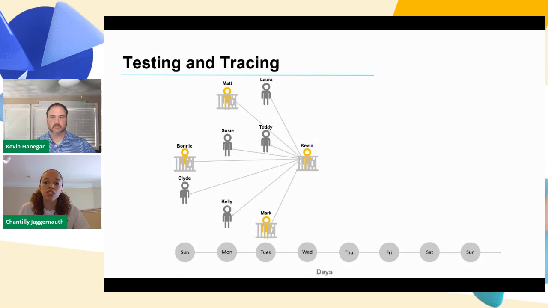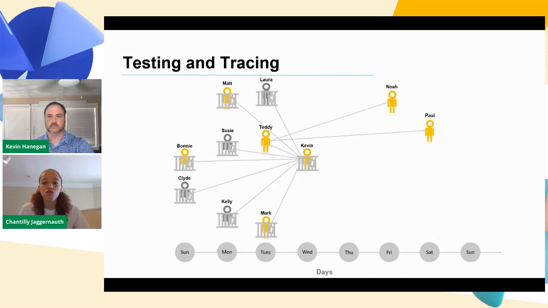Teddy wouldn't have known his symptoms until they appeared on Sunday. So isolating him from Wednesday through Sunday keeps him from infecting Noah on Friday and Paul on Saturday. So now, instead of contact tracing with you to avoid 4 more infections, it's actually 6, which is even better.